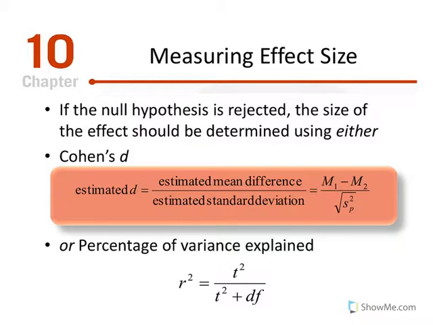So, measuring effect size. If the null hypothesis is rejected, the size of the effect should be determined using either Cohen's d or a percent of variance explained, which is R squared. I would even recommend that even if you don't reject the null, calculating measures of effect helps us illuminate whether type 1 or type 2 error has been committed.